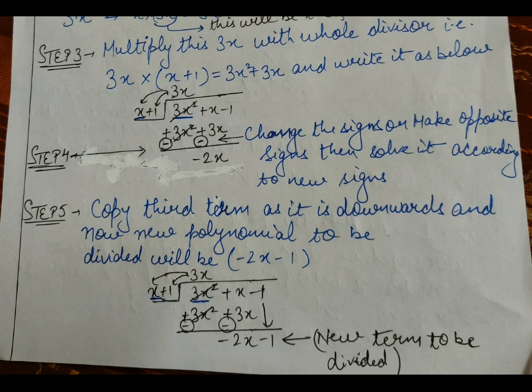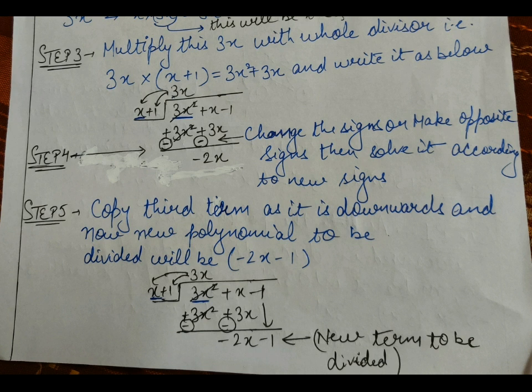Now in step number 3, as 3x is acting as the quotient, we'll multiply this 3x with the whole divisor. After multiplying, we will get 3x square plus 3x, and that is written below the dividend. Now step number 4 is the important step. In this step, you have to change the signs after writing the 3x square plus 3x.